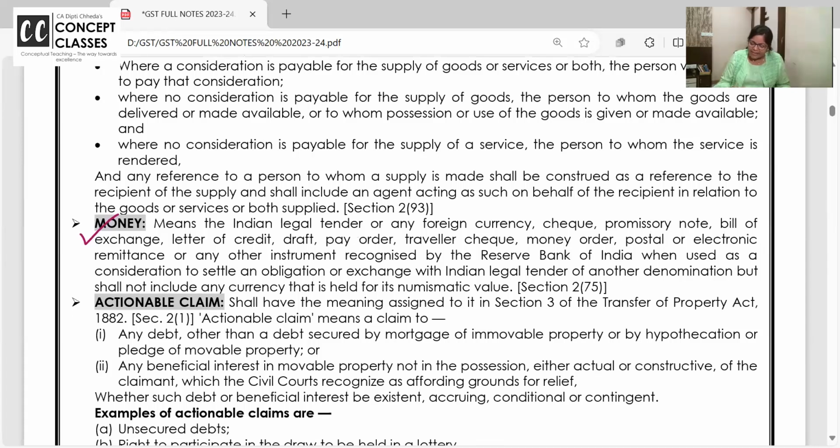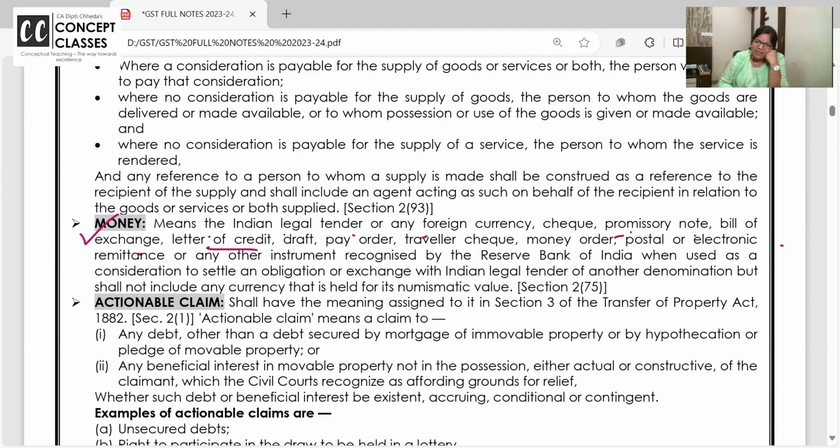Money means Indian legal tender, check, promissory note, bills of exchange. Now do you want me to explain what is a check and all? Please say honestly. If you know, leave it; if you don't know, ask. Promissory note, you all know? Yes, ma'am, we have drawn it also in CA CMA foundation. Bills of exchange. Letter of credit.